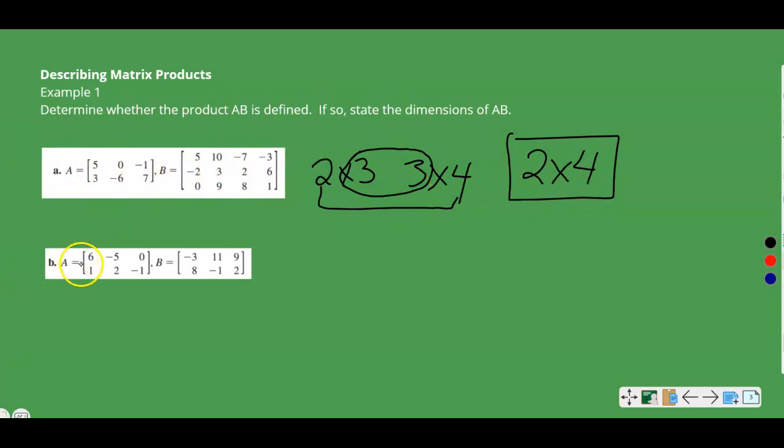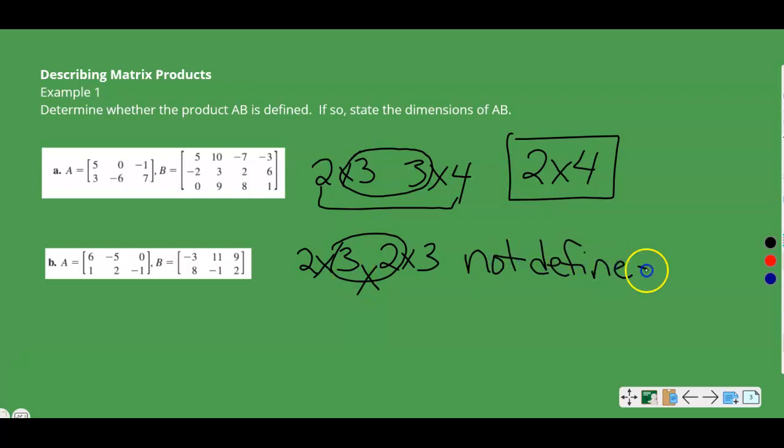All right, part B has matrices A and B as well. Matrix A has 2 rows by 3 columns. Matrix B is also 2 rows by 3 columns. Because these do not match, the product AB is not defined. So this one is not defined. We cannot multiply those because the dimensions do not work.